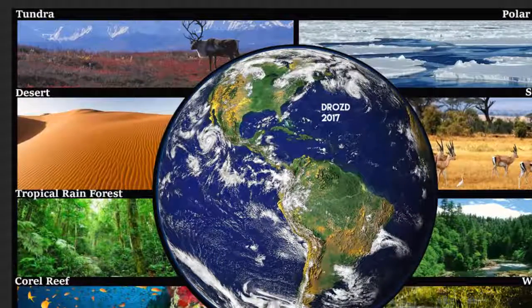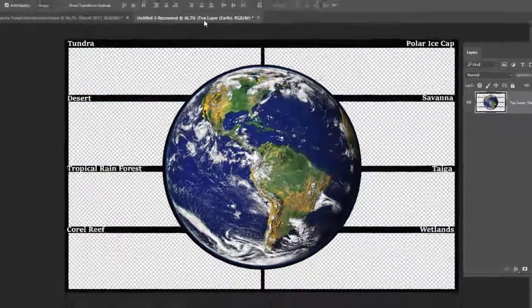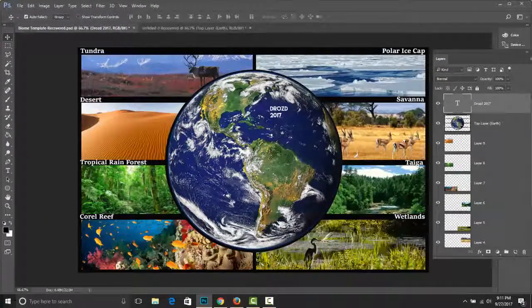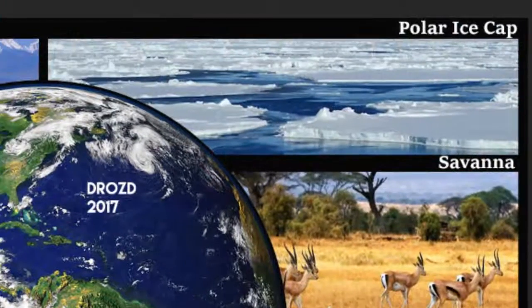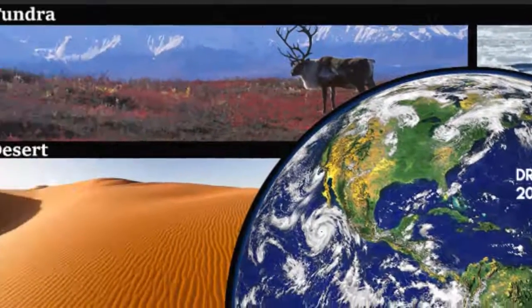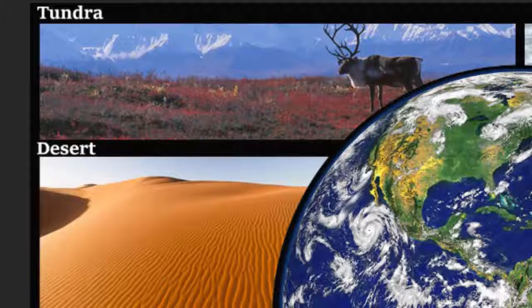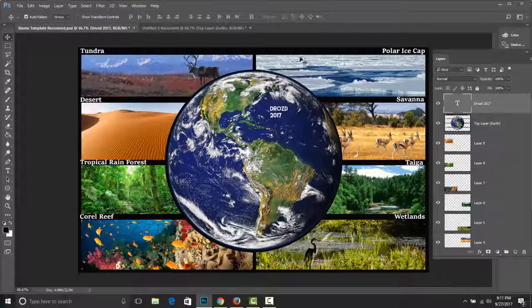So you're going to have a template in your Google Classroom that actually looks like this. We're going to superimpose lots of different examples of each biome, namely the tundra, desert, and so on and so forth. First, however, I'm going to give you a quick rundown of the interface of Photoshop.